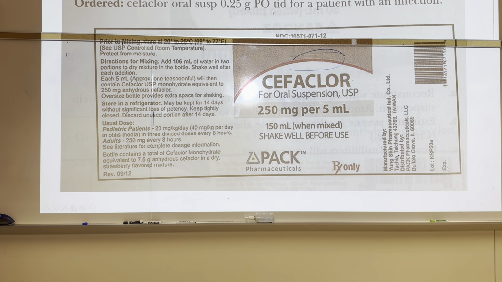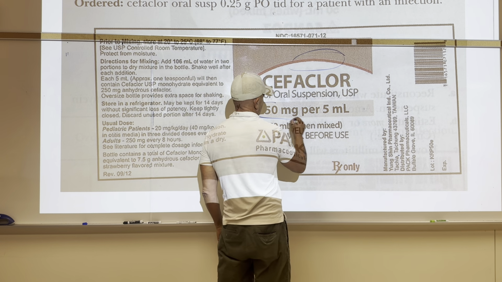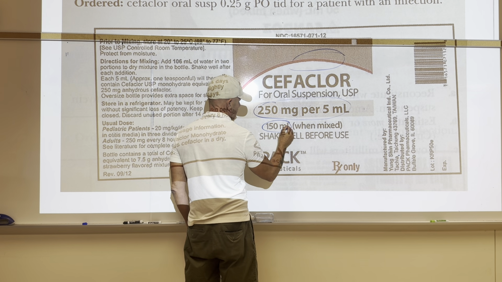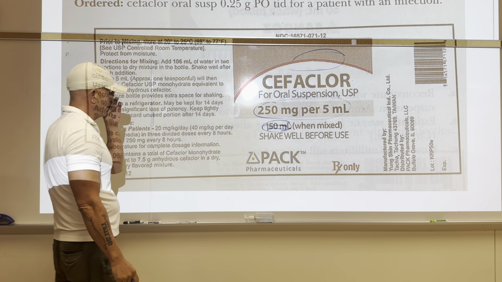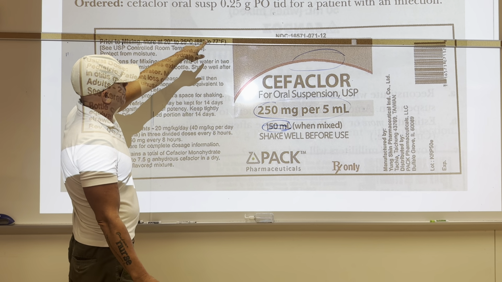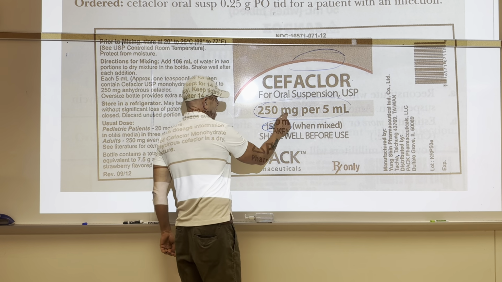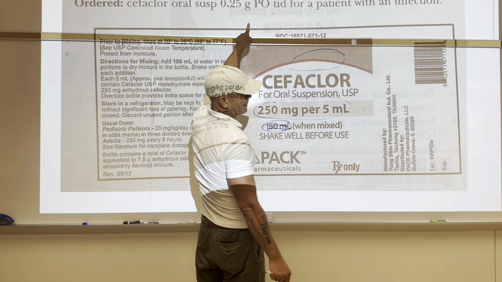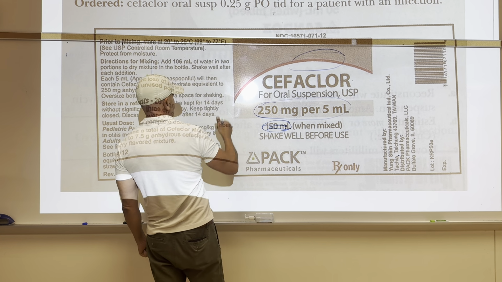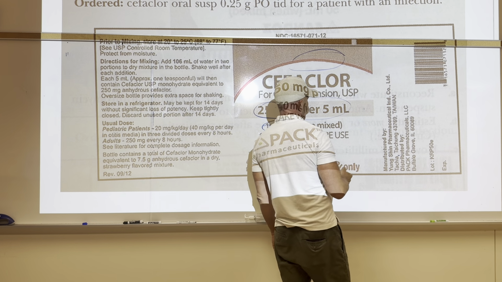Here we go, Cefaclor. That's our dose. This is how much is in the bottle. Don't worry about that. Okay? So, our order is for 0.25 grams PO TID. Okay? So what are we going to do first? Well, we have 250 milligrams here. We got to make that milligrams because it's too small. We want to make it bigger, right? How many decimals are we going to move it? 3. That's going to make it 250 milligrams by mouth 3 times a day.